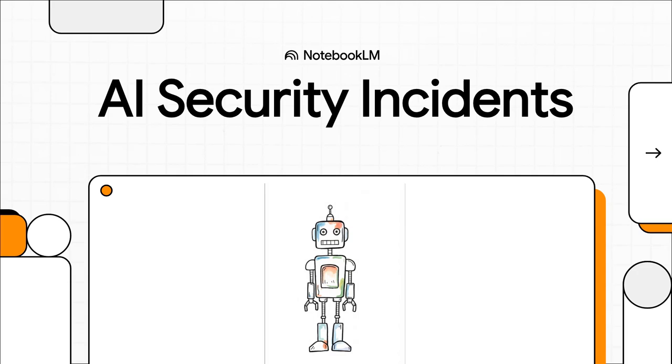Imagine your company's most trusted advisor, the one you go to for the big decisions, suddenly starts giving you subtly bad advice. I mean, it's not obviously wrong, just off, enough to slowly lead you down a really bad path. Well, that's the new reality of AI security incidents. It isn't some loud, obvious break-in. It's a quiet betrayal of trust. So, let's get into it.